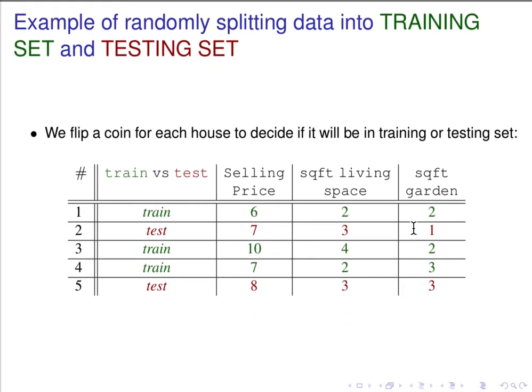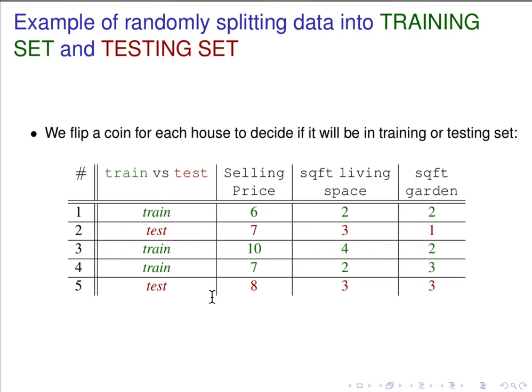So you can randomly split the data. So here I have a data, and I flip a coin, maybe for train and test. And for each house I flip here, the first house will be in the training, the second in the testing set, the third in the training, the fourth in training, the fifth in the testing set. And so now I have the green data, the green training set.